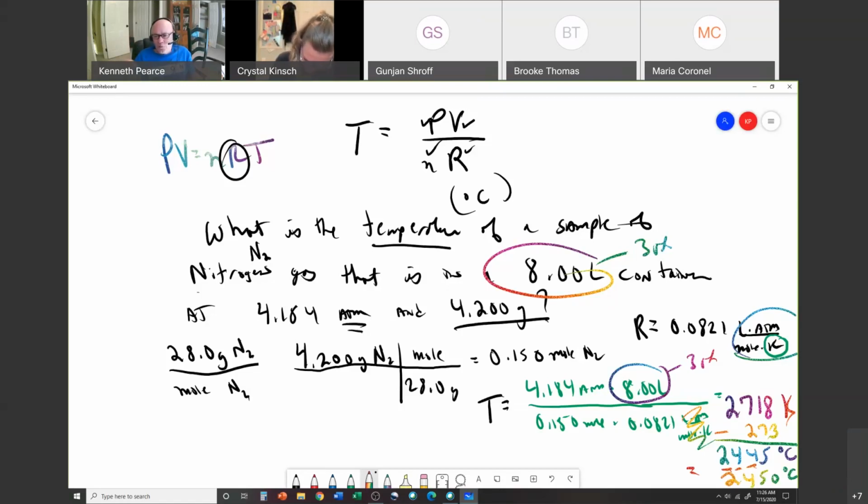Like I said, when you hit physics, the physics folks will say, you guys really know your sig figs if you don't know anything else. So I'm pretty sure I got that right. 4.184 times 8 divided by 0.15 times 0.08. Yeah, that's right. Okay. Pretty hot temperature. There's a lot of stuff in there. But that's the way it works. You have a small container with a lot of stuff in it, it's going to be hot if it's going to have that kind of pressure going on. All right. So that's how you do that.